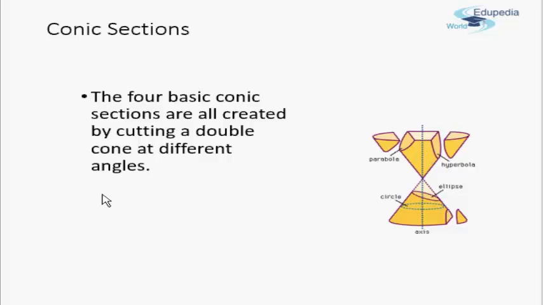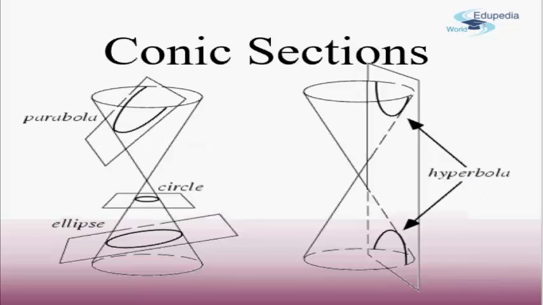Of course, you all know what a circle is, and in order to cut out an ellipse, we need to slant the cut at a certain angle, and then we can get an ellipse out of it. So let's start talking about these conic sections in a little more detail.